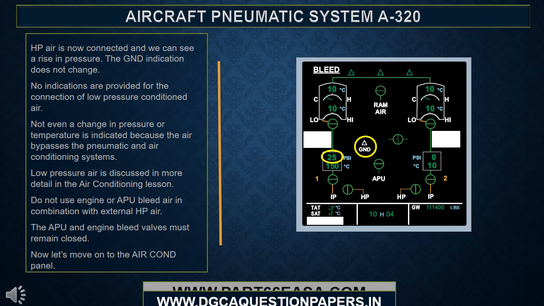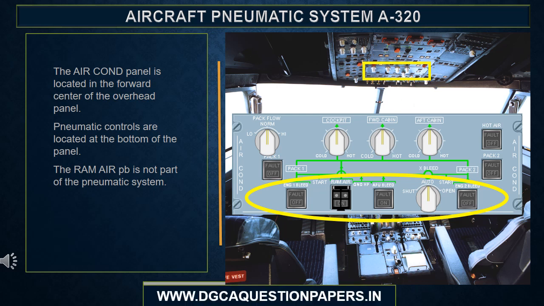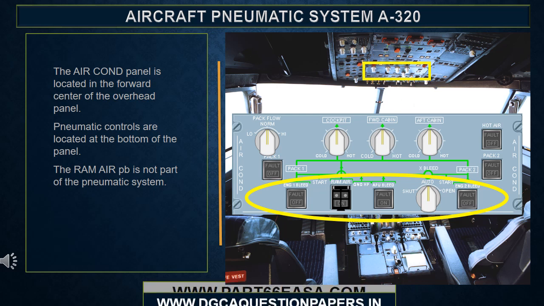Now let's move on to the air conditioning panel. The air conditioning panel is located in the forward center of the overhead panel. Pneumatic controls are located at the bottom of the panel. The ram air PB is not part of the pneumatic system.